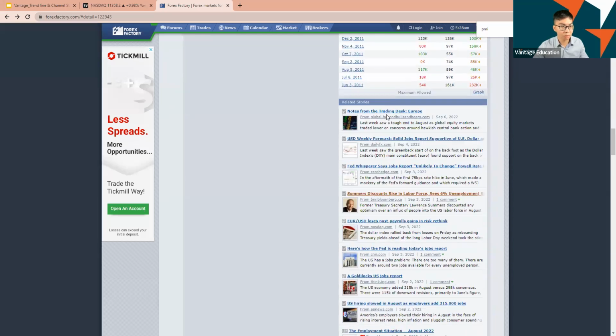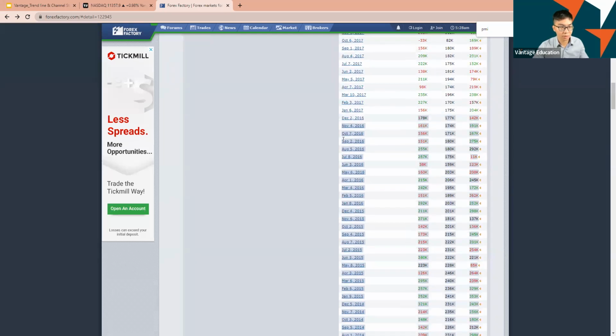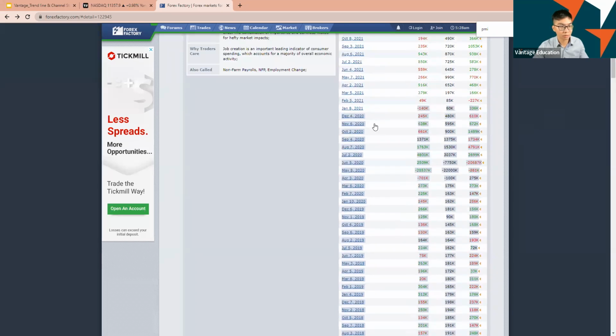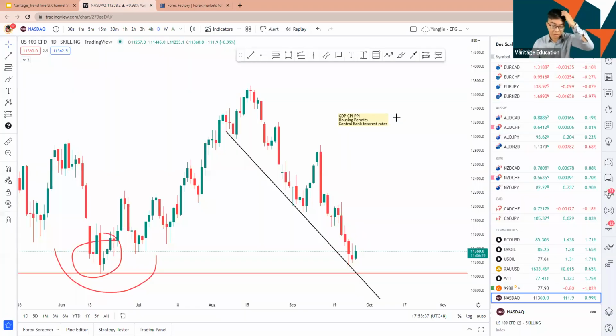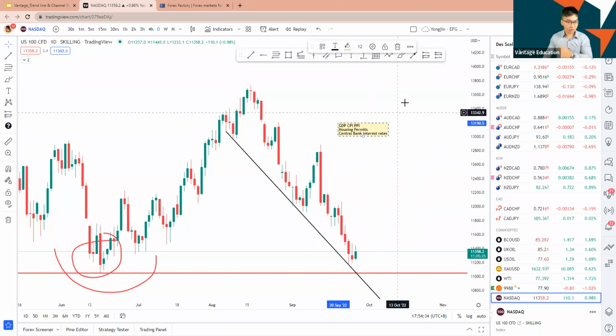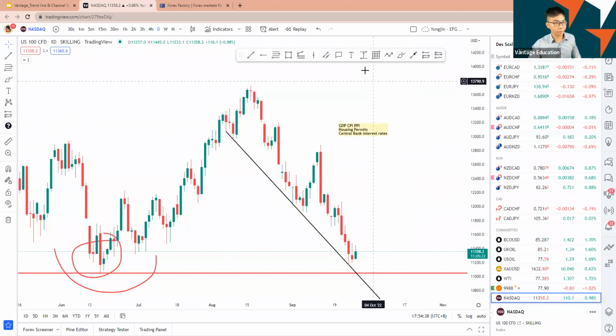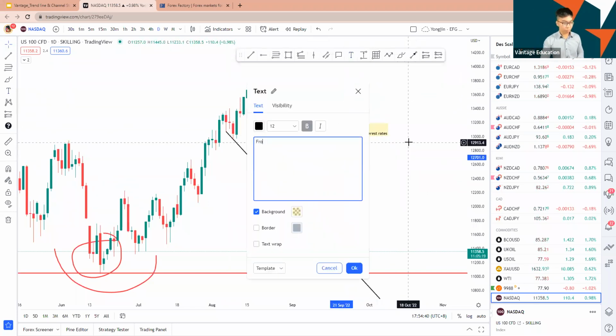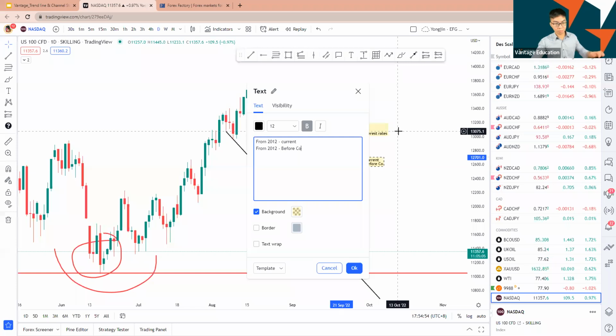I copied it all and put it on Google Sheets, like all these kinds of things. This is just an example. I actually have more. So I put it on Google Sheets, I sort it out from 2012 to current, and then I turn it into a chart. So I will get a rough idea of how the market is doing, or from 2012 to before COVID.